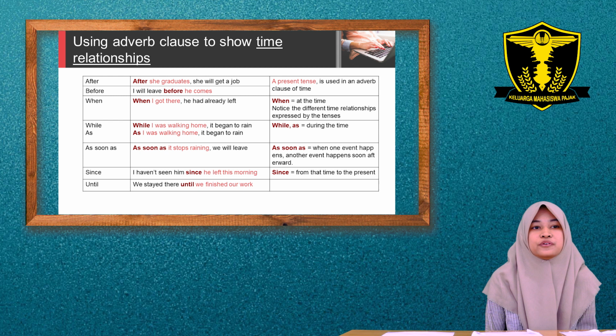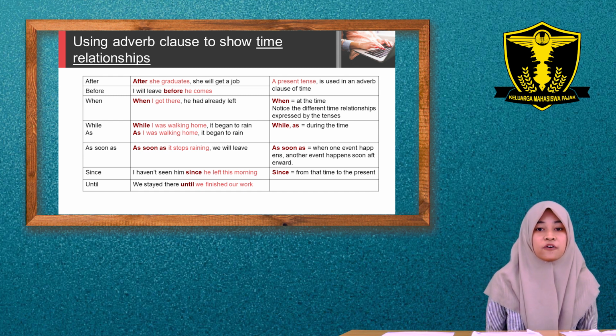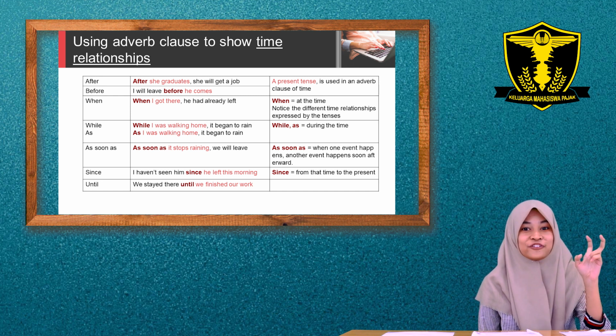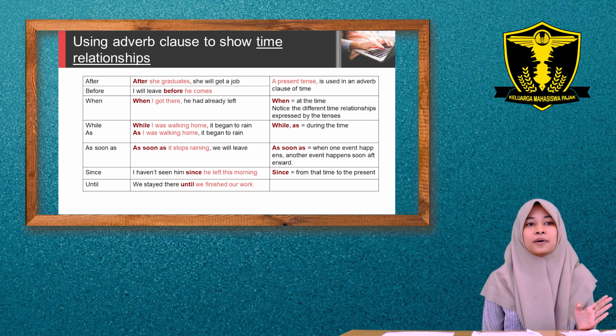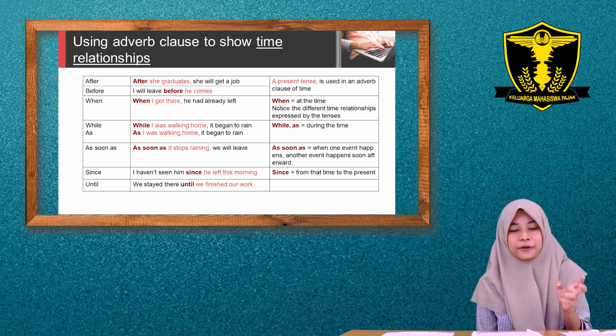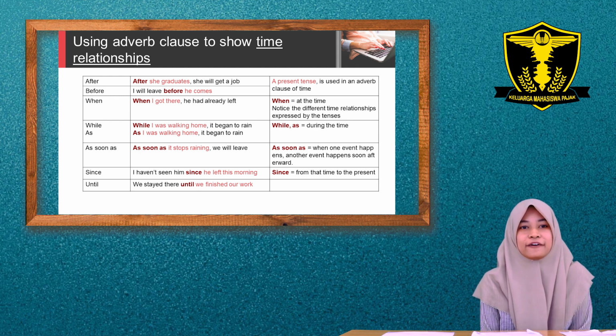And here I will give you examples that show time relationships. First we have after. After she graduates, she will get a job. Here we use simple present after the conjunction after. And the next is before. I will leave before he comes. Again, we use simple present in this case. And the third shows time: when I got there, he had already left.